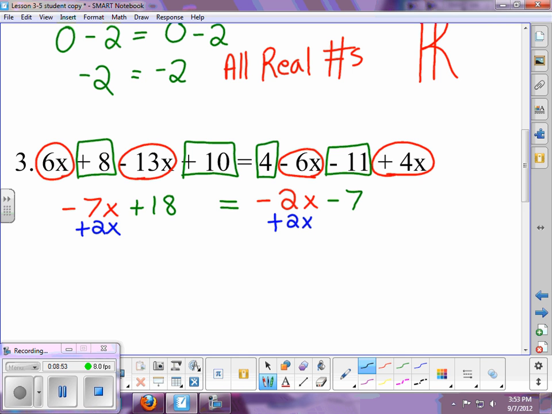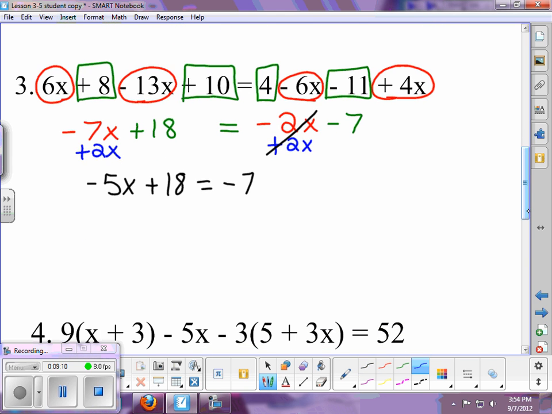Negative 7x plus 2x is negative 5x. So negative 5x plus 18 equals, those canceled, equals negative 7. Don't forget the sign in front of that 7 sticks with it. Almost done now. We can get rid of the negative 5 or we can get rid of the 18. And our rules tell us we must undo the addition first. So that would be subtracting 18 from both sides.